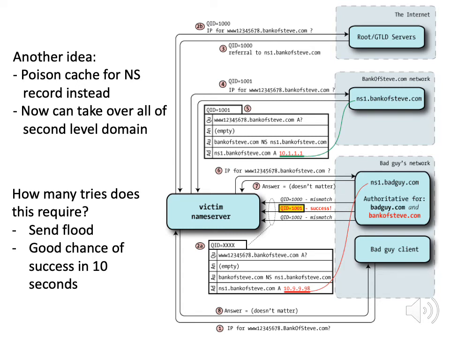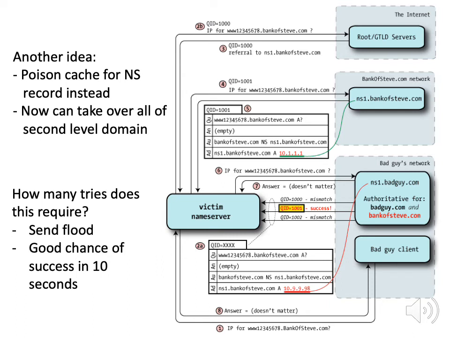So here we have the bad guy client ask for the IP address for some random host at www.1234567.8.bankofsteve.com. Now the host name is random here because we want to make sure that it's not already cached in the victim name server, because we want the victim name server to go look up records. So the victim name server will go to the root, with this message 2B, and ask for bankofsteve.com.